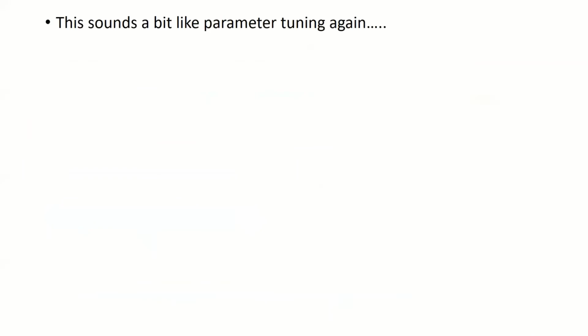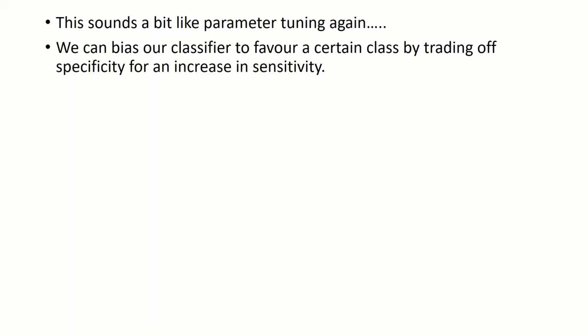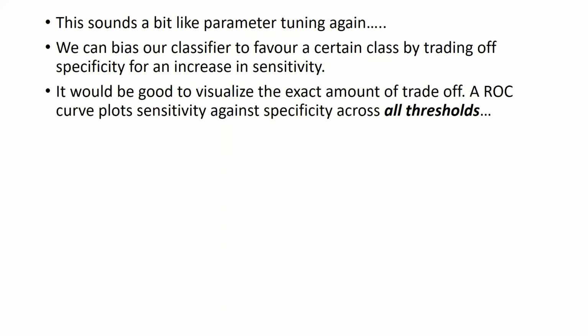Now, this does sound like parameter tuning, and I would argue it is. It's just another parameter. So think of it like hyperparameter tuning, just in the case of the final probability threshold. So we can bias our classifier to favor specificity or sensitivity. There's a trade-off. It would be good to visualize the exact amount of trade-off easily. We could nudge these values and see what the corresponding sensitivity or specificity is like. But the ROC analysis allows you to visualize all thresholds in one go.